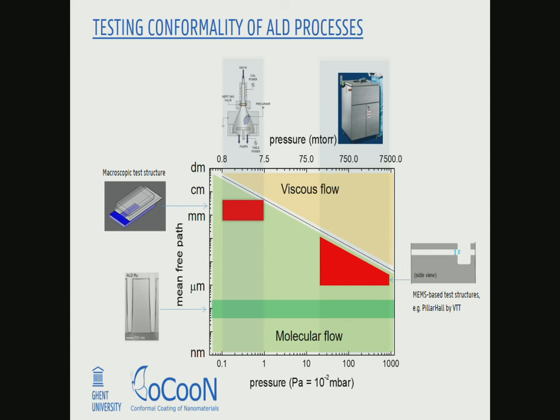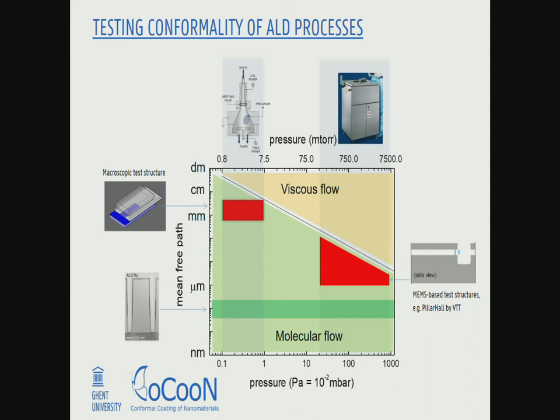So you can distinguish between viscous flow and molecular flow. And the point is that for the nanoscopic features, imagine that you want to coat anodized alumina or very porous, nanoporous things, it's important to realize that in a viscous flow reactor, at the reactor level, at the millimeter, centimeter, decimeter level, you're in viscous flow. But inside your nanostructures, you're always in molecular flow.